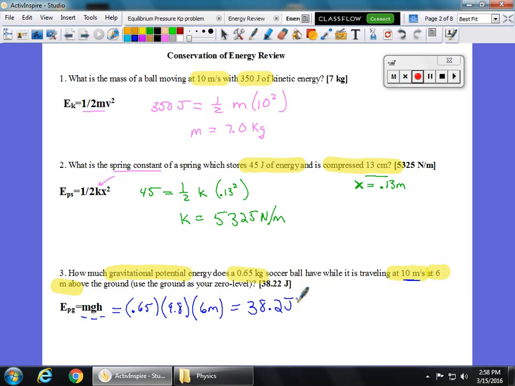So here are the straightforward ones, 1, 2, and 3, and we'll come back with some conservation of energy ones and work energy theorem ones in the next episode.